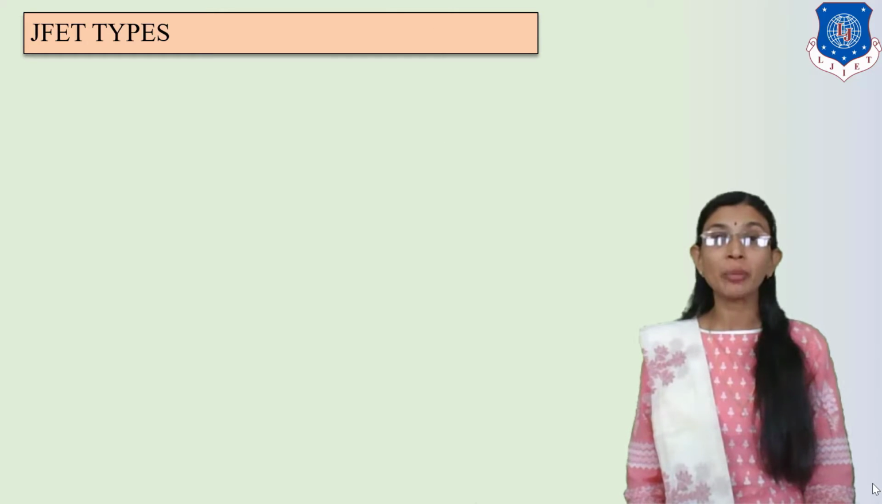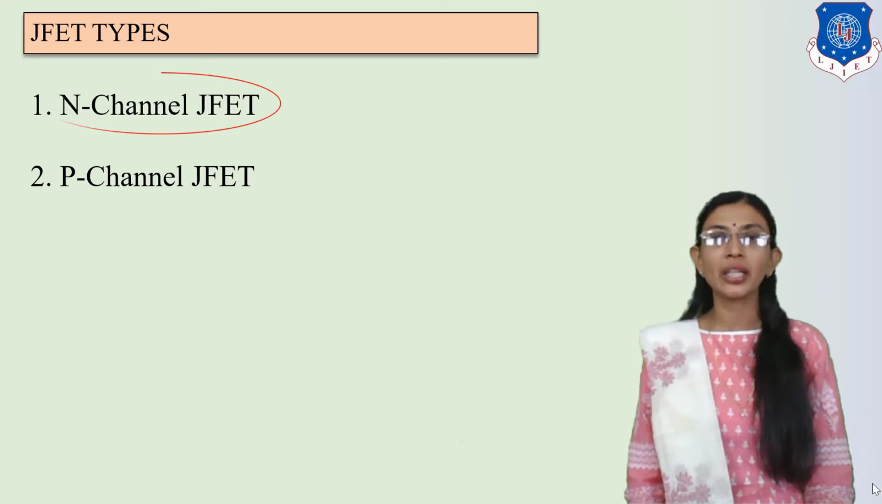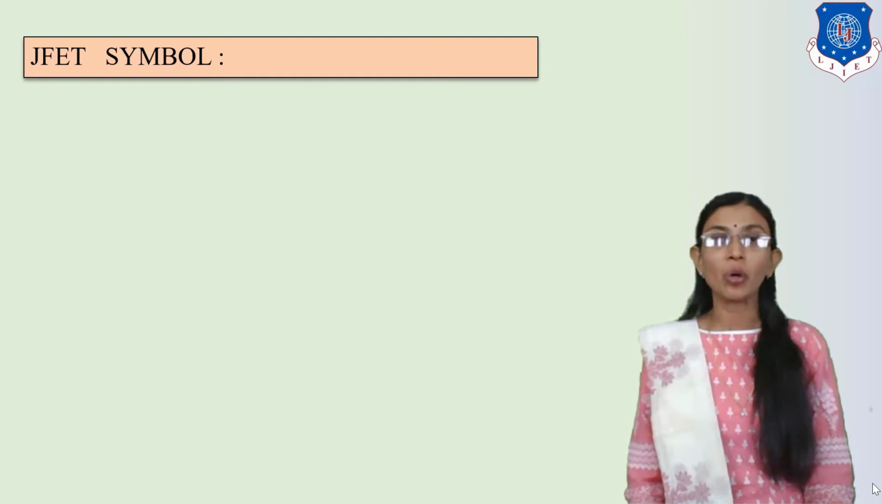First of all, which are the main types of the JFET? One is the N-channel JFET and another is the P-channel JFET. So we will study the symbol, construction and working of the particular type of JFET, the N-channel JFET. So let's start with the symbol.